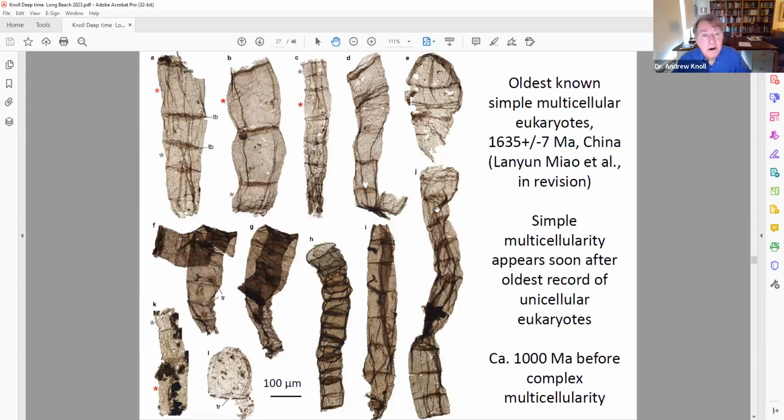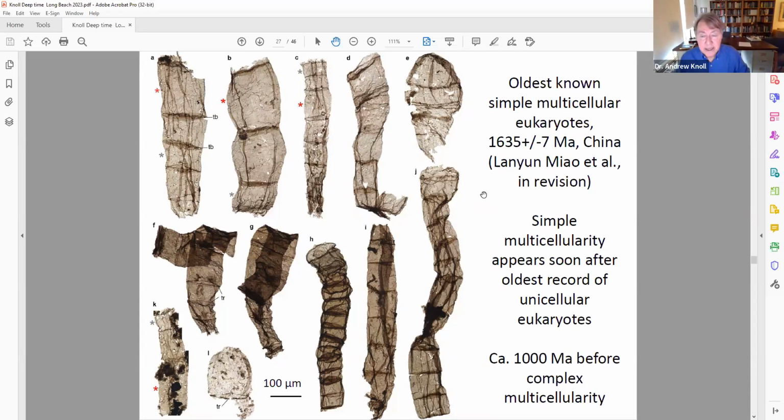What you're looking at here are the oldest known multicellular eukaryotic organisms found in some very well-dated rocks from China. This is work that I participated in, but led by Lanyan Miao, who's a very good postdoc in Nanjing. And if these fossils were found in rocks that were 300 million years old, they would be interpreted as green algae without any question. We don't necessarily know that they're green algae, but they are simple multicellular eukaryotes, probably photosynthetic. So very soon after we see evidence for eukaryotes in general, we see evidence of simple multicellularity.